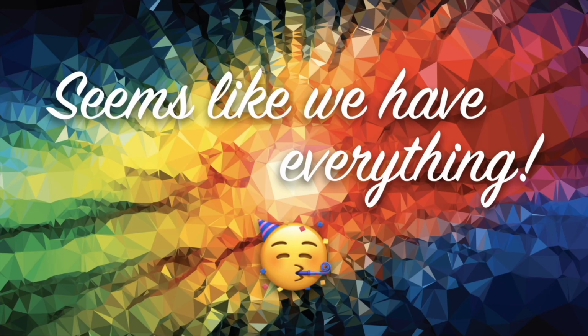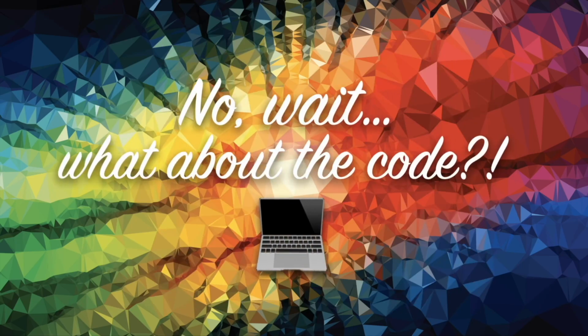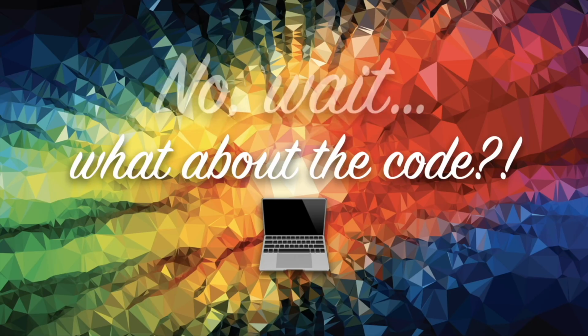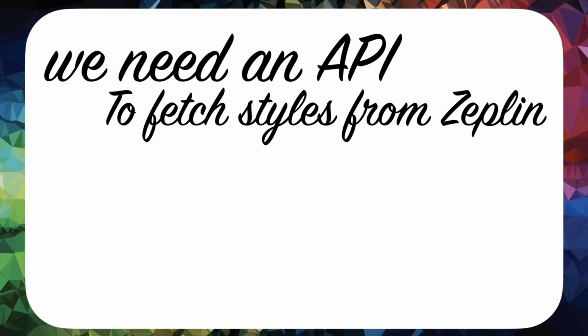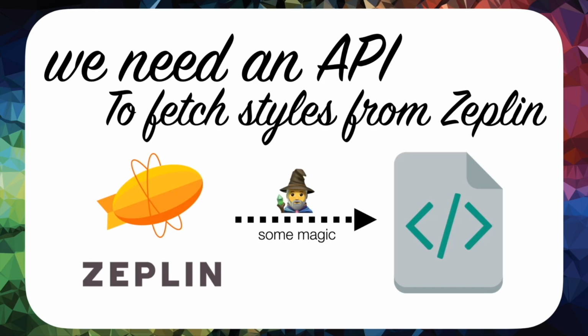So we celebrated saying, hey, we have everything works, everyone is going home, you can finish this talk early, but wait, not so fast. What about the code, right? We wanted to actually generate code from this thing. That didn't prove to be as easy as we thought. We needed some API to fetch styles from Zeplin and generate code through them with some magic in between.